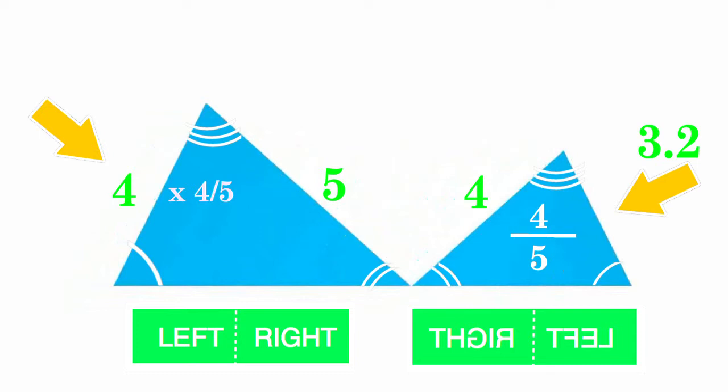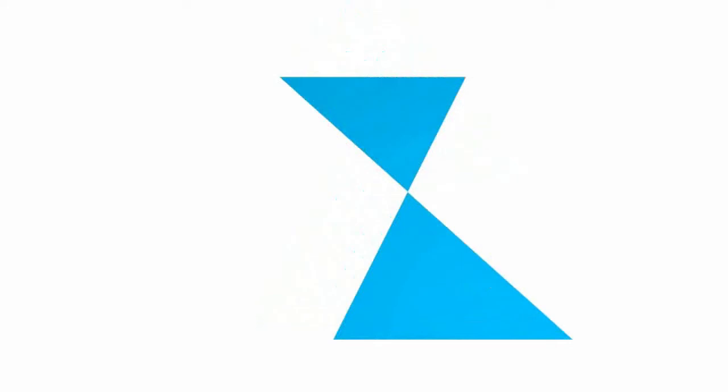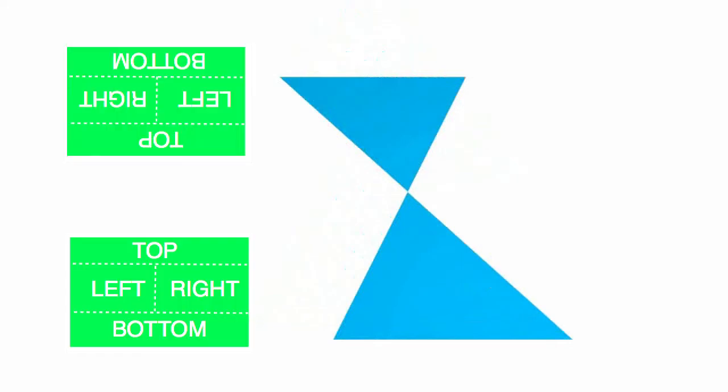Let's now look at two similar shapes where one shape has been rotated 180 degrees. In this case, the left and the right sides are switched, as well as the top and the bottom. So the farthest left angle on our big triangle is equal to the farthest right angle on our smaller triangle, and our farthest right angle on our big triangle is equal to the farthest left angle on our smaller triangle. Also, the top angle on our big triangle is equal to the bottom angle on our smaller triangle.